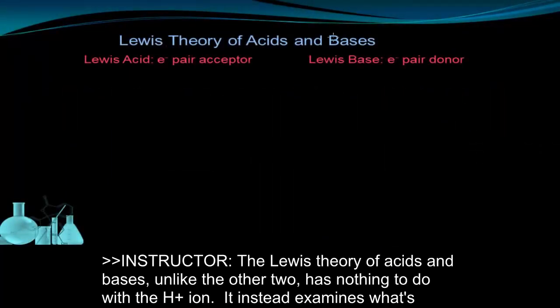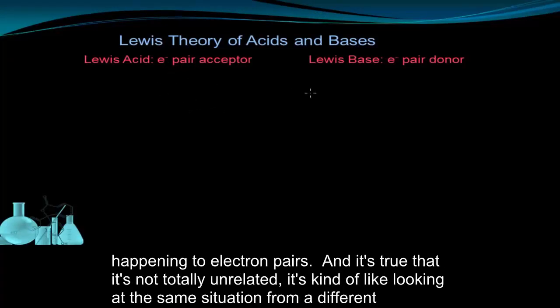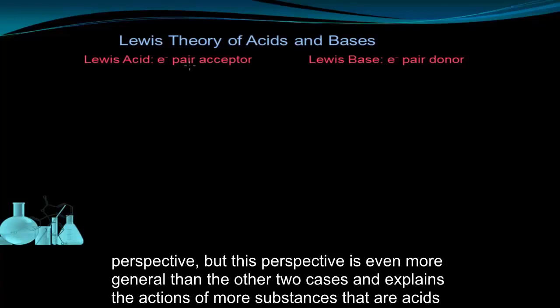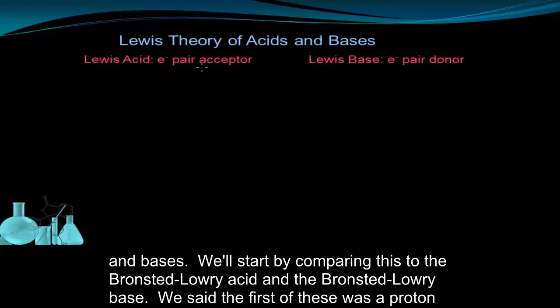The Lewis theory of acids and bases, unlike the other two, has nothing to do with the H+ ion. It instead examines what's happening to electron pairs. And it's true that it's not totally unrelated. It's kind of like looking at the same situation from a different perspective. But this perspective is even more general than the other two cases, and explains the actions of more substances that are acids and bases. We'll start by comparing this to the Bronsted-Lowry acid and the Bronsted-Lowry base.